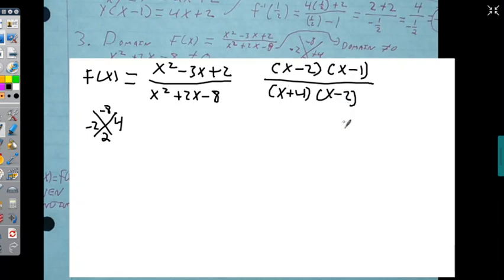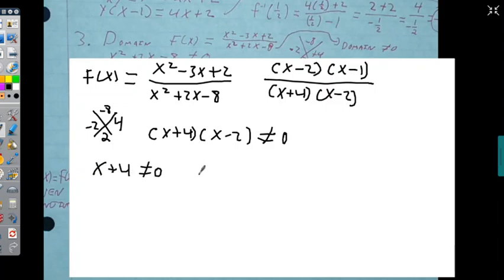You keep it there for domain. Because with domain, what's the issue here? What do we have to make sure? We need to make sure that we are not dividing by 0. We cannot divide by 0. So, our denominator cannot equal 0. X plus 4 times x minus 2 cannot equal 0. Which means, if either one of these terms is 0, the denominator is equal to 0. So, x plus 4 cannot equal 0, and x minus 2 cannot equal 0.